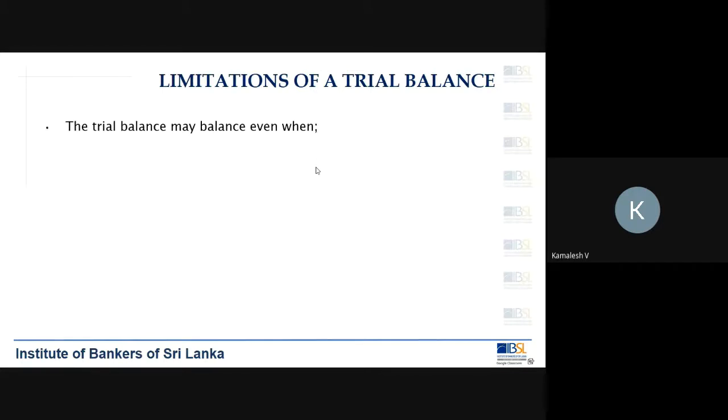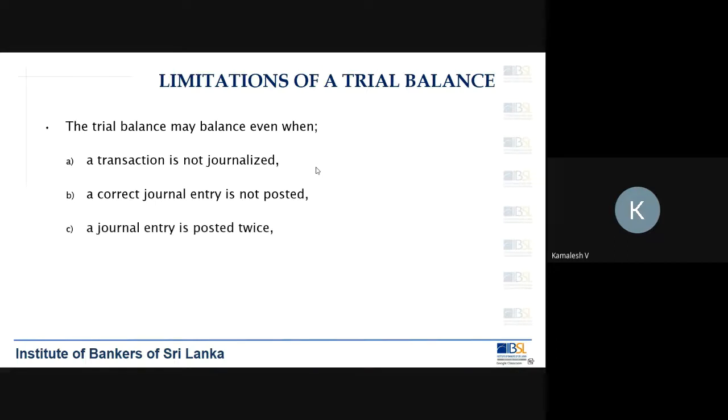So they say a trial balance may even balance when a transaction is not journalized. That is what I told you now. The 20,000 deposit, you have not considered at all. You have not journalized it at all. The correct journal entry is not posted. You have not posted the transaction at all. That is a possibility.